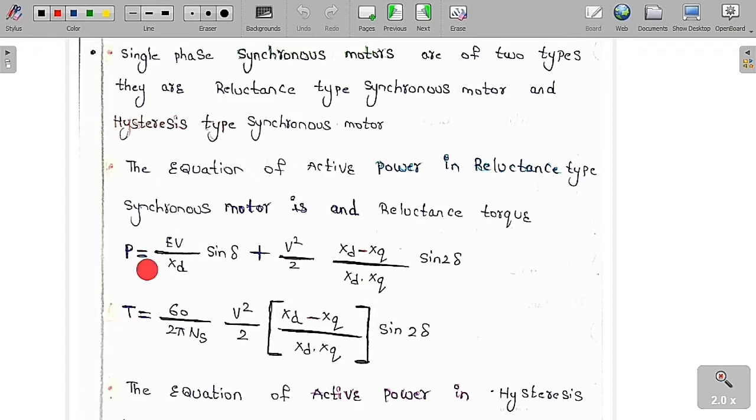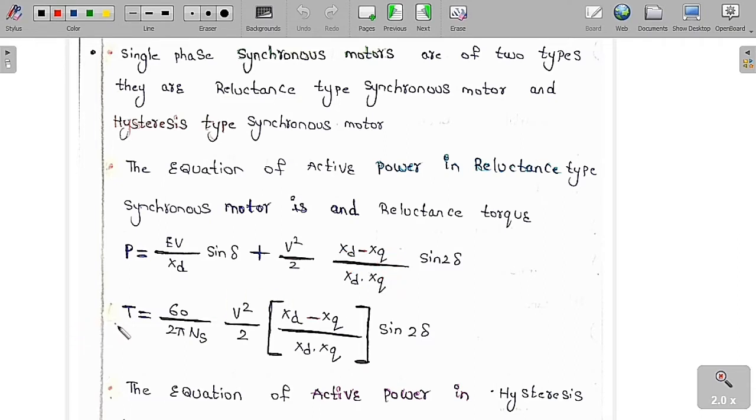So this is the general equation, EV by XD into sin delta. But this is V square by 2 into (XD minus XQ) by (XD into XQ) into sin 2 delta. This is the thing which we can easily get here. Or simply we can say just 1 by XQ minus 1 by XD, you can also write.